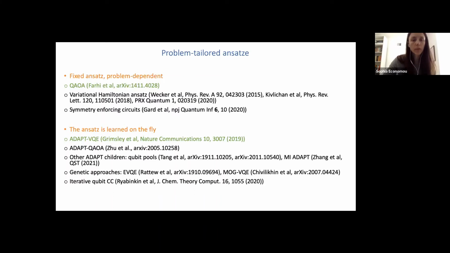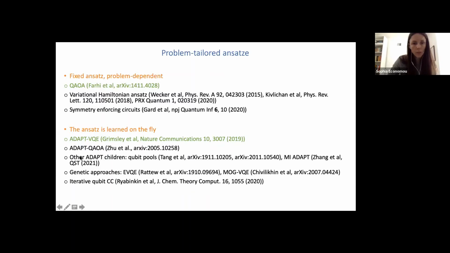Now, within the problem tailored ansatz category, you can think of something that's even more tailored to the problem. In this category, the ansatz is actually learned as the algorithm is run. So the ansatz is not predetermined as it is in the previous page, but instead your quantum and classical computer collaborate to create the ansatz on the fly. And we have done a lot of work on this. I'll talk a little bit about our work later on.